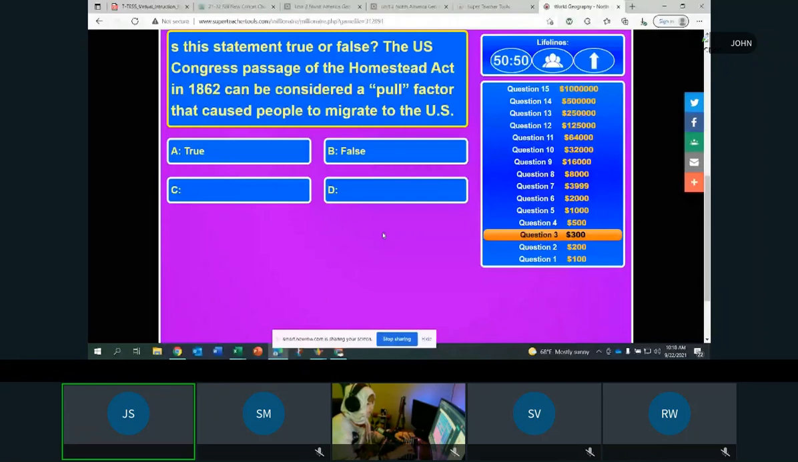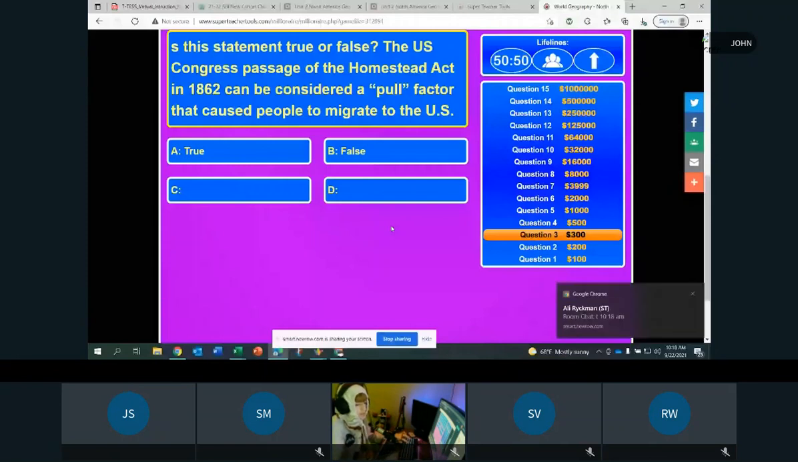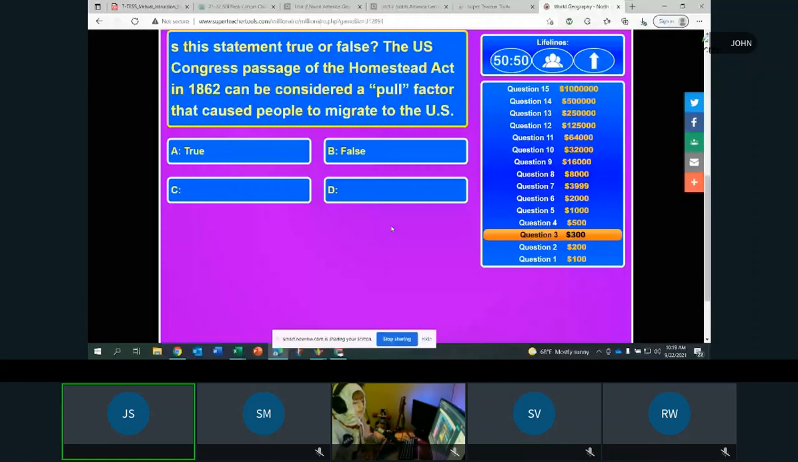Okay, is this statement all right? Sorry, Raina. Is this statement true or false? The U.S. Congress passage of the Homestead Act in 1862 can be considered a pull factor that caused people to migrate to the U.S. Okay, that's the one where we offered people land. So if we're offering them land and they're coming here for the land, it's true, isn't it? All right.